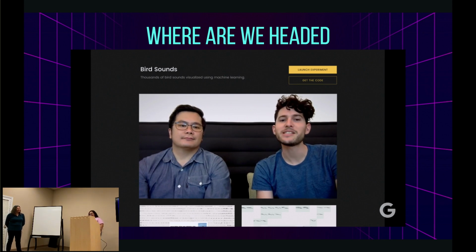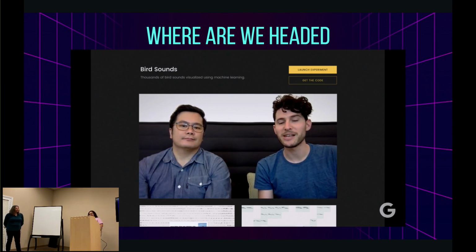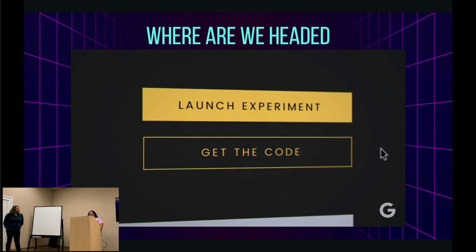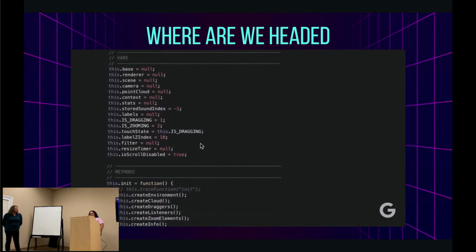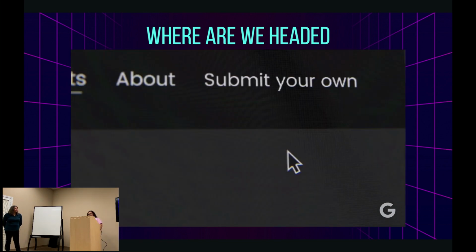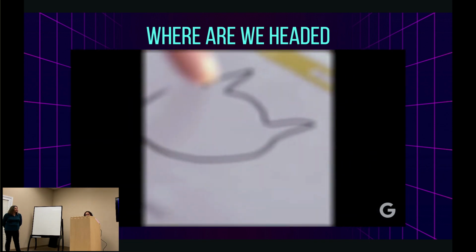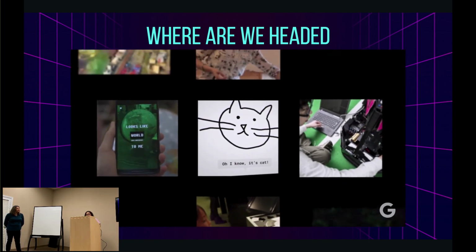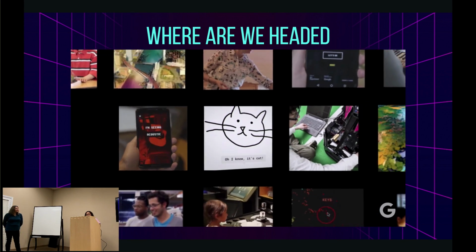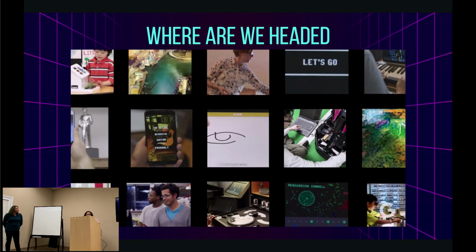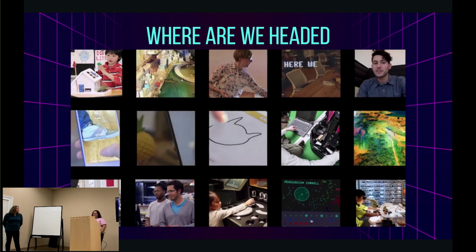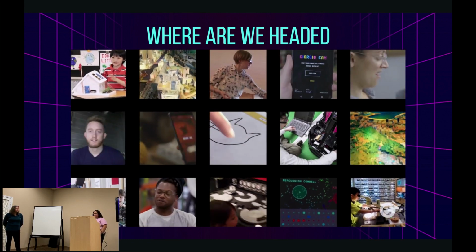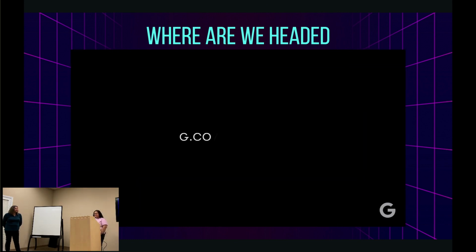For each experiment, there's a simple video explainer by the people who made it. There are links to open source code to make it easier for others to make new experiments, and people can submit what they make. All of this is an effort to make this technology more accessible to everyone: engineers, hobbyists, students, anyone who's curious. This way, anyone can get inspired to start making things with machine learning. So come and start playing at g.co/AIexperiments.